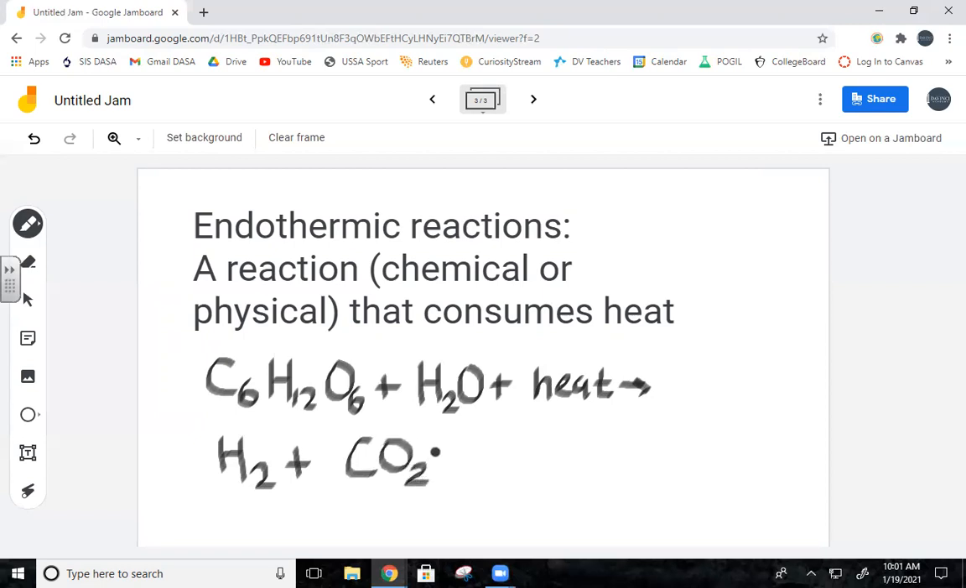Okay, so this is an endothermic reaction. It consumes heat. So in the reaction that we did last time, we put the potassium chlorate and the sugar in the crucible, right? And then we added a little bit of sulfuric acid. Well, we'll talk about that in just a little bit, just to get the reaction started, okay?